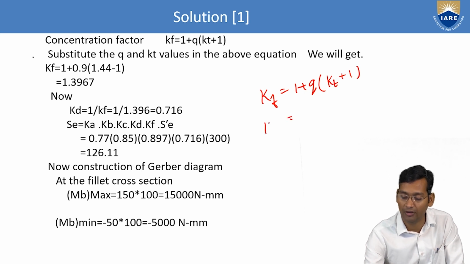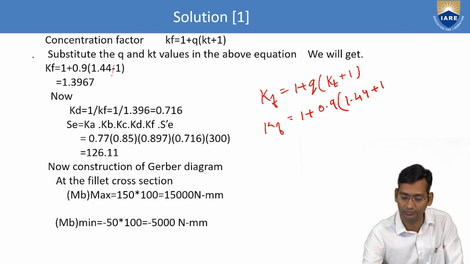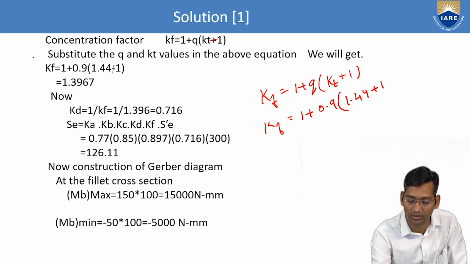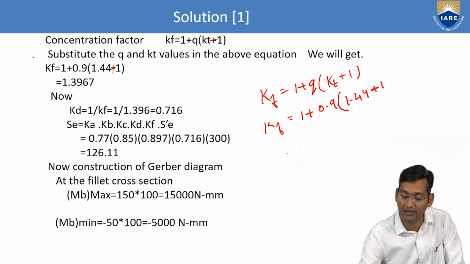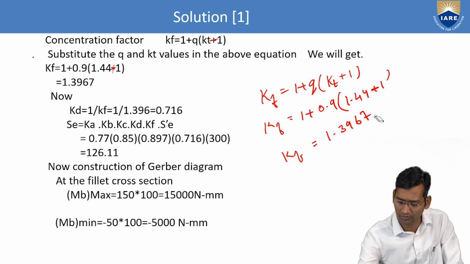So now let's see Kf. 1 plus notch sensitivity, how much? 0.9 is given. Kt from the table we got 1.44, minus 1. Sorry, here it should be minus. That minus should be there. So after solving this one, Kf is equal to 1.3967.